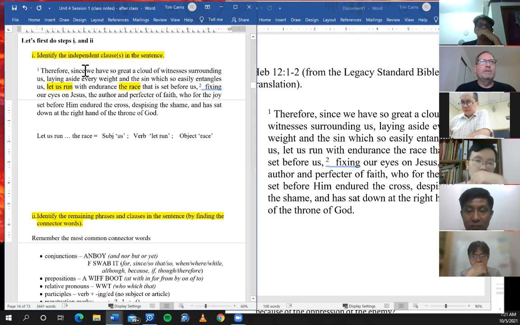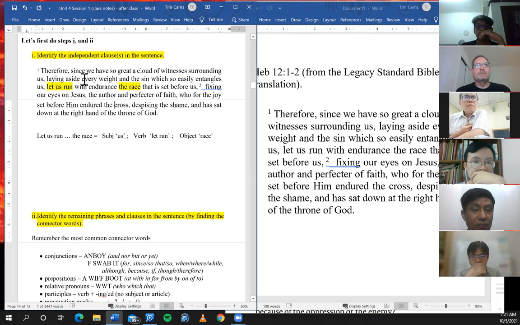Let us run the race, and notice in this case it is in the middle of these two verses, not at the beginning, so it's a little tougher to identify. Now, sometimes you may not be able to see it, and I'm not sure where the main sentence is.